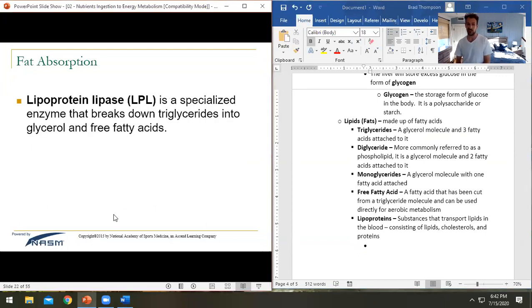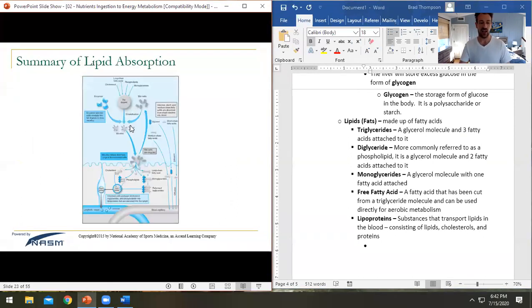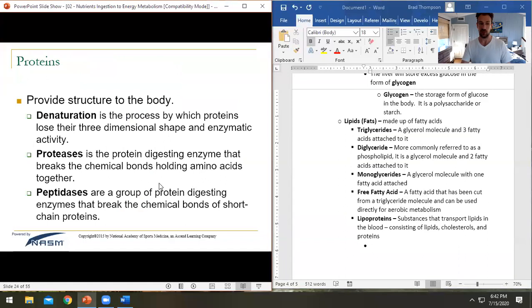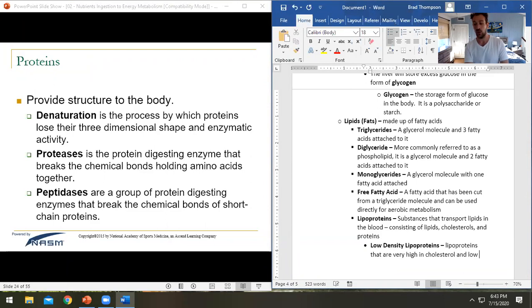Now, those good cholesterols, you do have to be able to break that down, and luckily you have an enzyme that does that. And this is sort of how that process works. Don't worry about that. That goes way deeper than we really need to talk about. But talking about your lipoproteins, the things I do need to mention: you have low density lipoproteins, which are lipoproteins that are very high in cholesterol and low in fat.